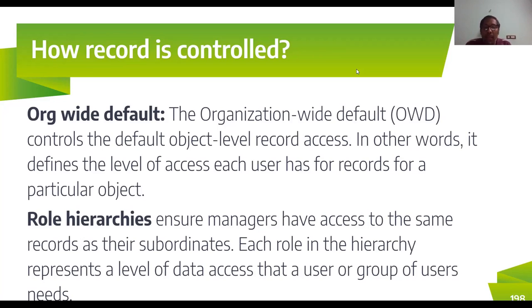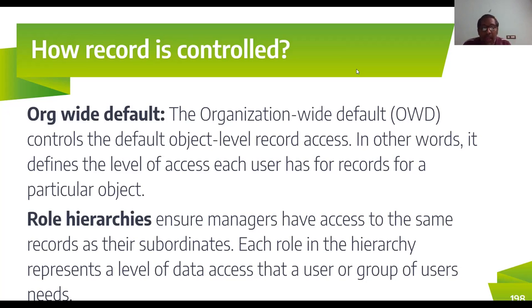What is role hierarchy? It ensures managers have access to the same records as their subordinates. So it ensures that the manager has the same level of access as the subordinate has, right? Now the manager is there and the clerk is there, right? So whatever access the clerk has, the same can be done by the manager also.